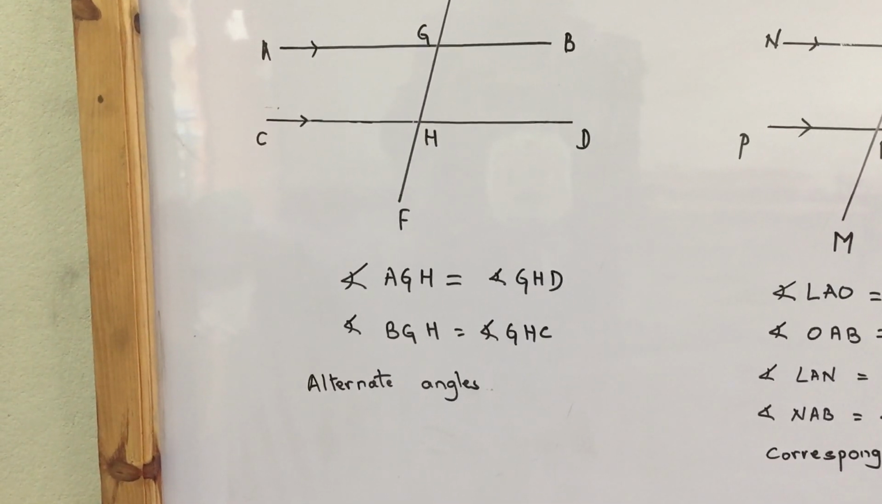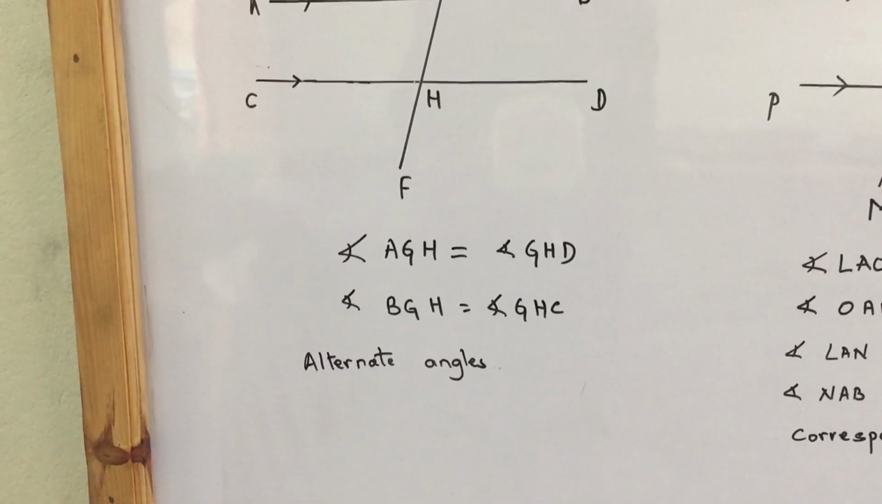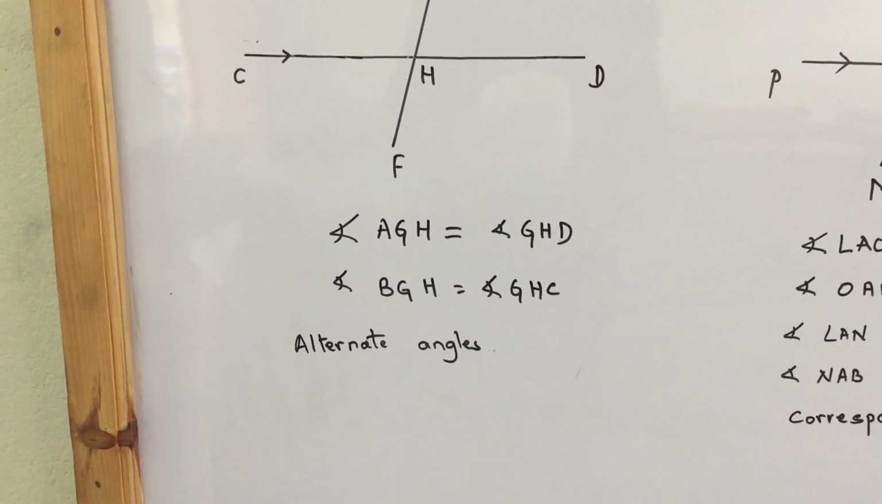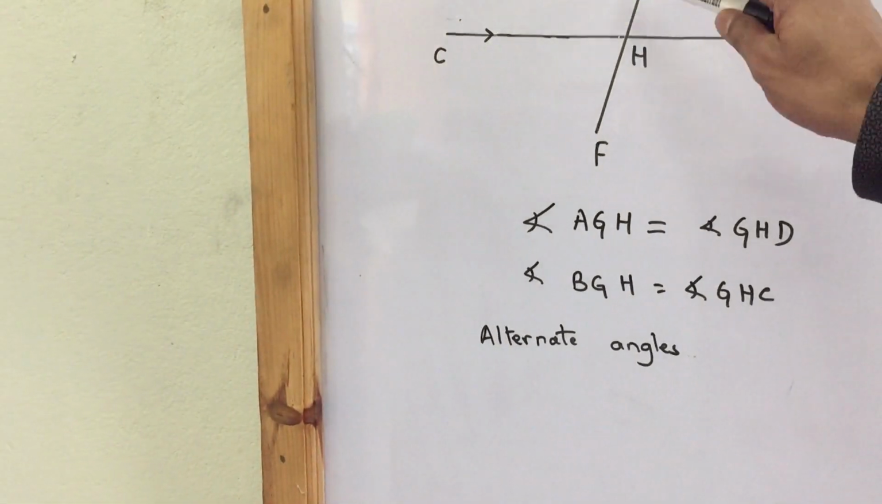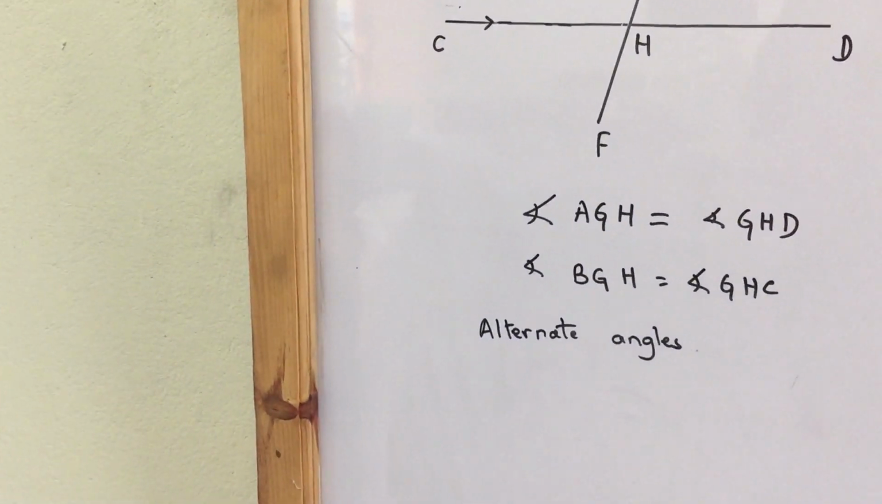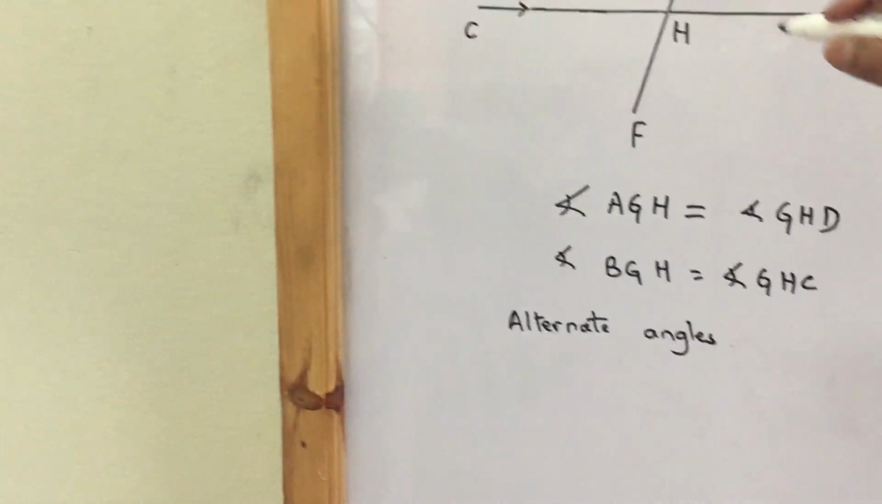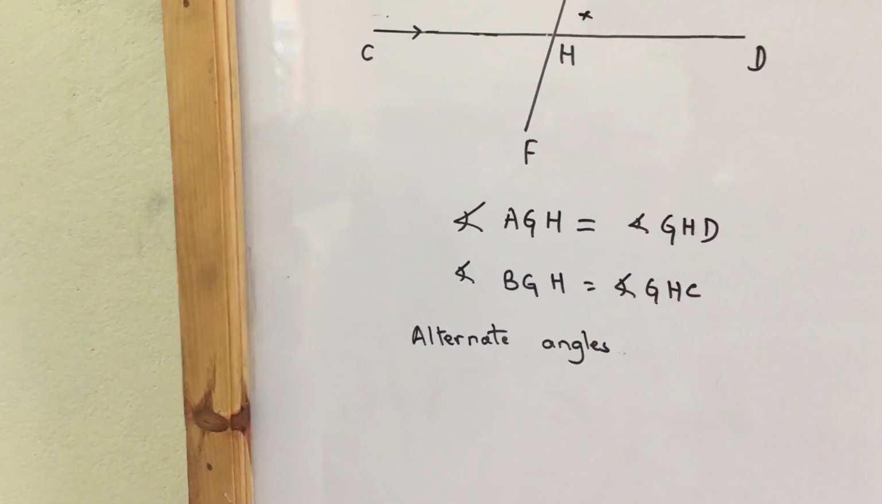Two angles are said to be alternate if they are inside the parallel lines. If you search for angle AGH, maybe I'll try to show you AGH. So this angle and GHD, that's this angle and this angle. They are both inside the parallel lines.